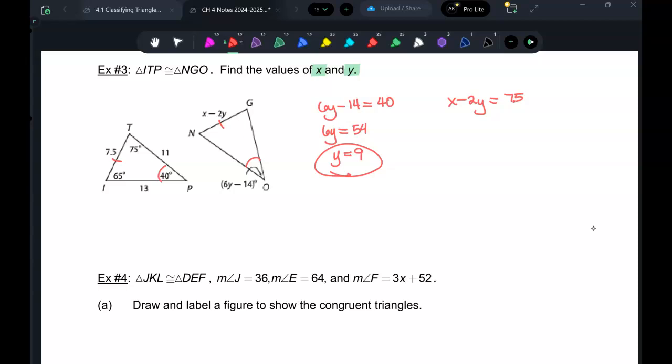But now I know that y is 9, so 2 times 9. So x minus 18 equals 7.5. Good.